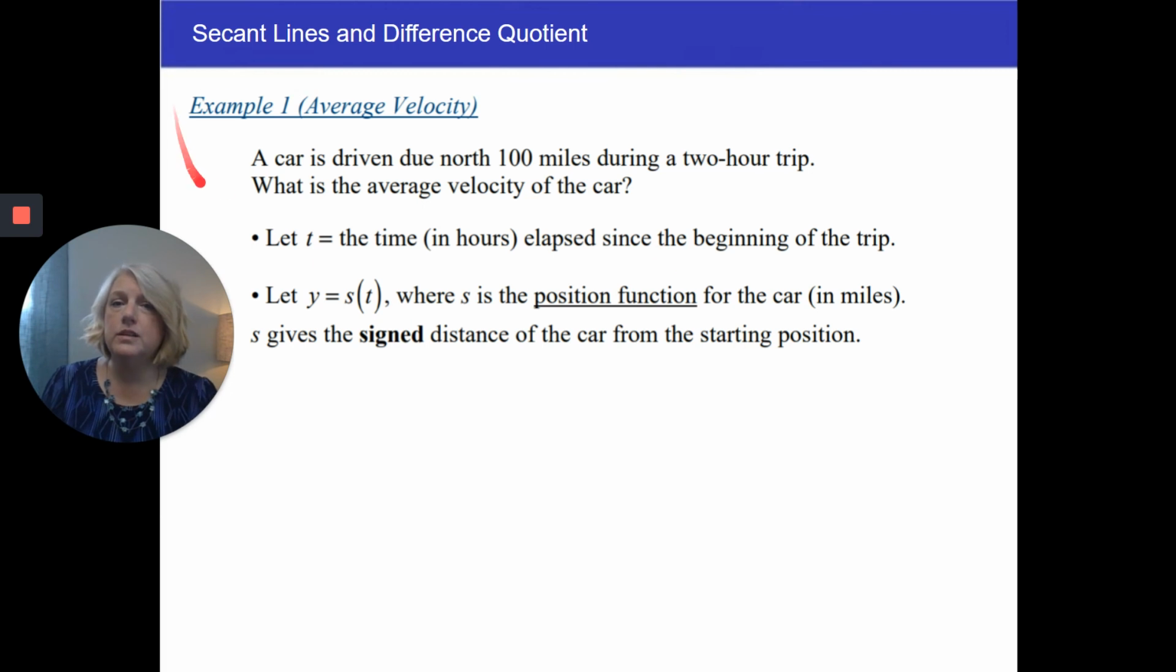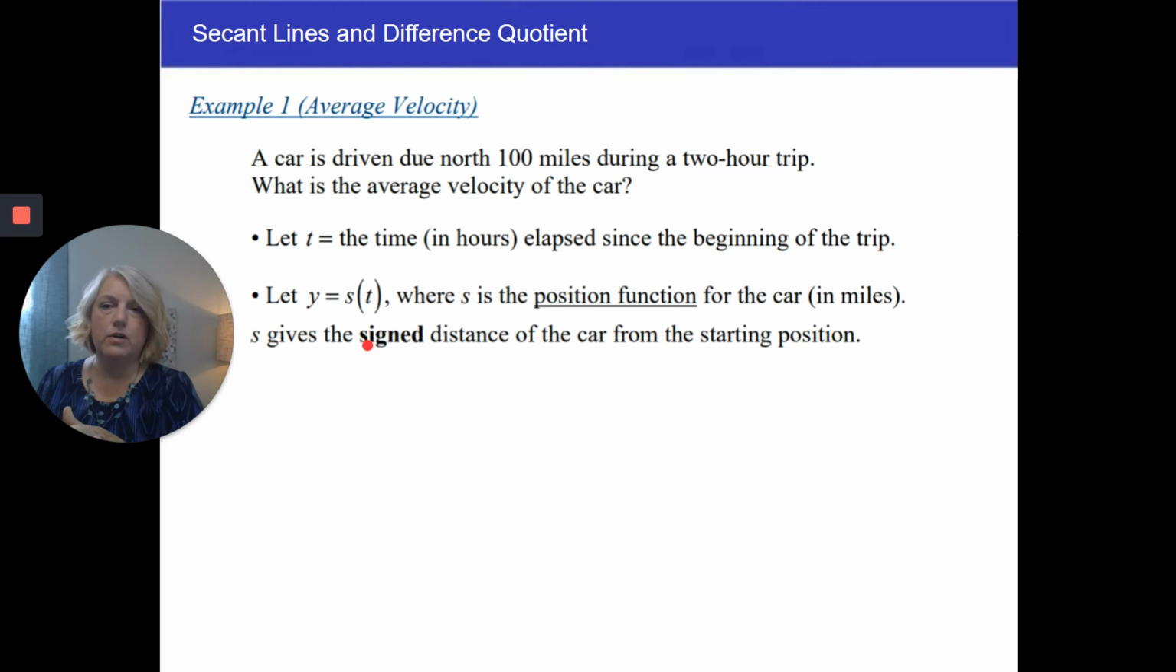We take a look at this. We have that t is our time in hours since the beginning of the trip. And this is just standard notation: you might want to call the position function P of t, or D of t for distance, but in calculus, D of t is reserved for something else. So often they will call this position function S of t, and it gives us our signed distance from the starting position.